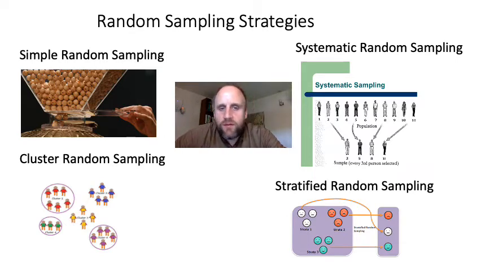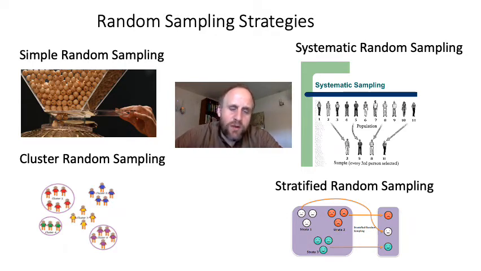All of the previous conversation depended on getting a representative sample. But how do we get a representative sample? Well, the answer is through random sampling strategies. Random meaning that any single case should have an equal chance of getting picked. There shouldn't be any bias.